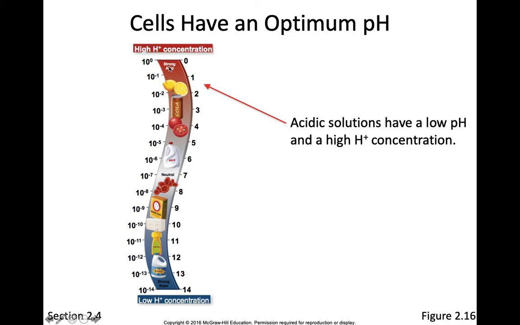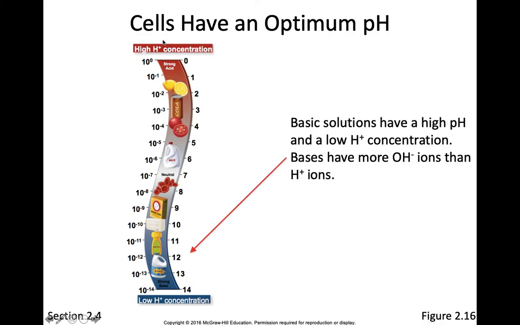Neutral is considered 7. Something that is neutral has an equal number of hydrogen ions compared to something called a hydroxide ion, an OH ion, which I'll talk about in just a second. Acidic substances tend to have lots and lots of H plus in them. Basic, low H concentrations, on the other side, tend to have more hydroxide ions, OH negative. The closer you are to neutral in the middle, the more equal these things become.